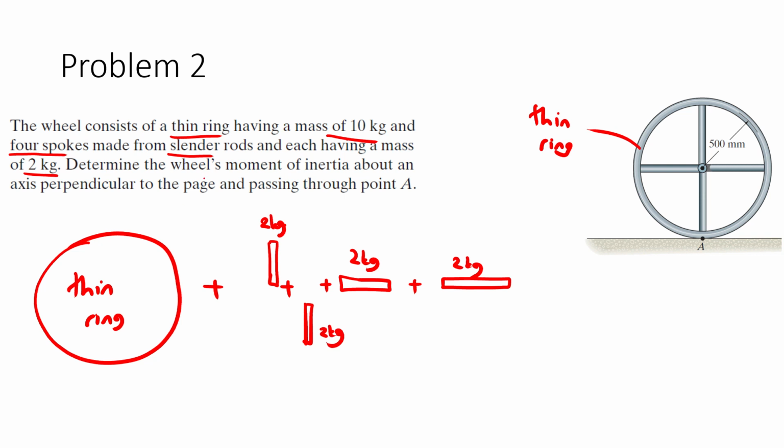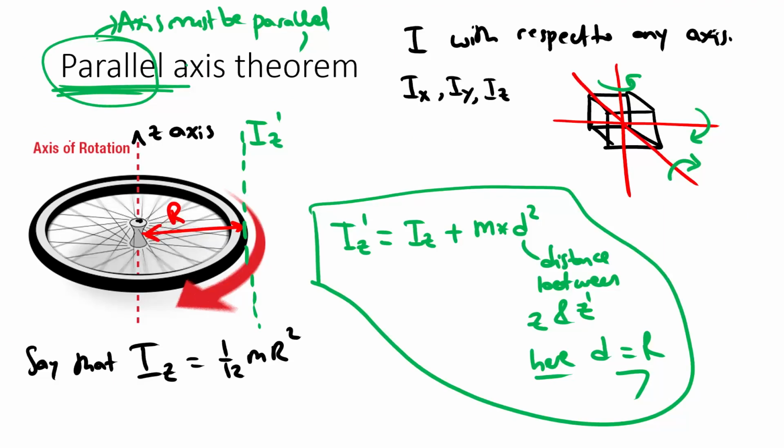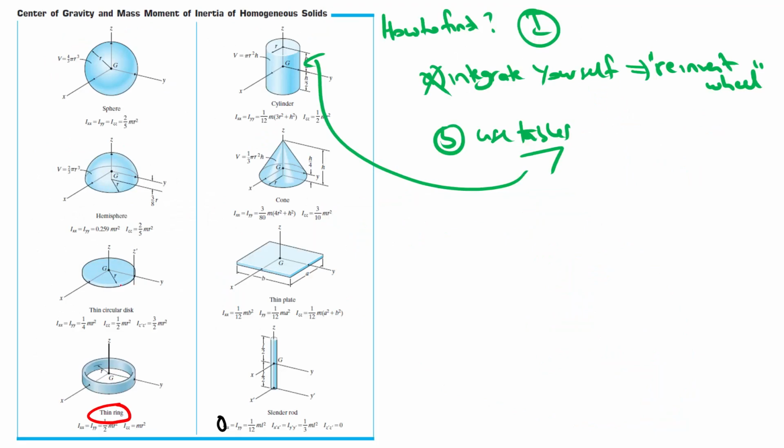Then determine the wheel's moment of inertia about an axis perpendicular to the page and passing through point A. This is the axis we look for to find the mass moment of inertia. So the first step, as always, is the table. We need to see what we have. Let's go back to the table.